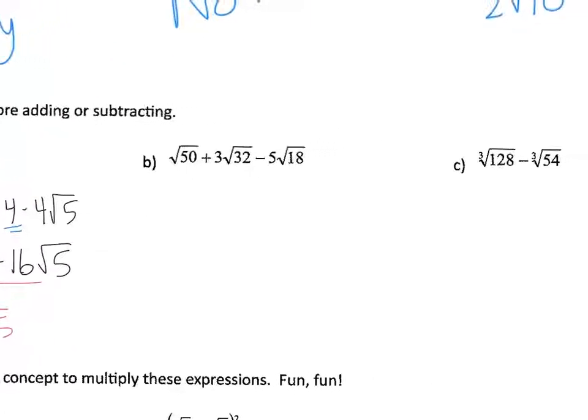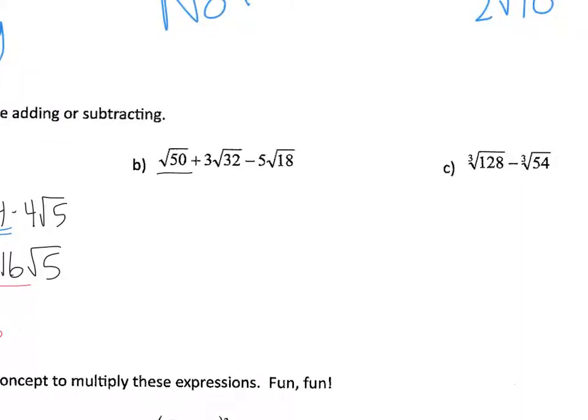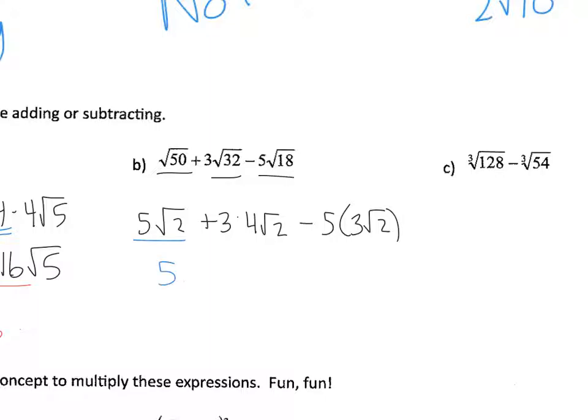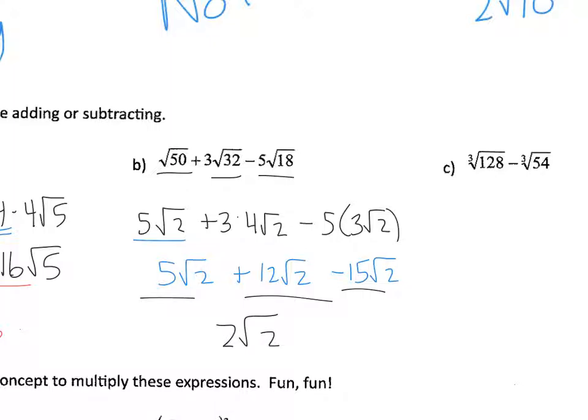Same with over here. I'm going to reduce all of these. So root 50 is 5 root 2, plus 3 root 32 is going to be 4 root 2, and 5 root 18 is 3 root 2, because root 18 is 3 root 2. So now you have 5 root 2 plus 12 root 2 minus 15 root 2, and now they're all like terms. So 17 minus 15 is 2 root 2.